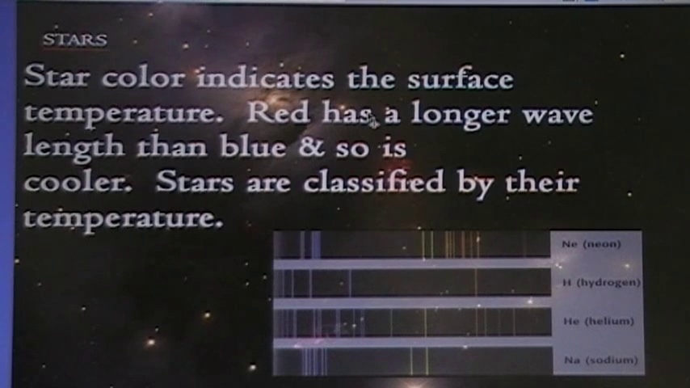But then we look at star color. Star color indicates the surface temperature. Red has a longer wavelength than blue, so it is cooler. And then stars are classified by their temperatures. Right here we have a spectrograph that is showing the elemental changes on the spectrograph, and this is how we classify the stars.